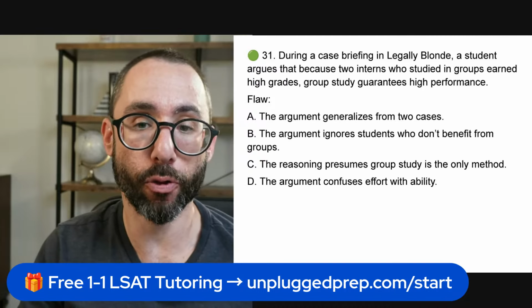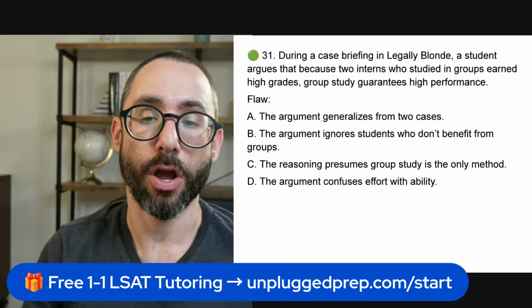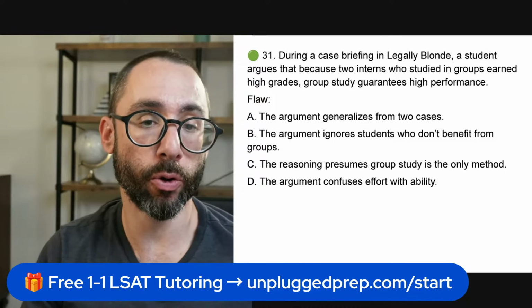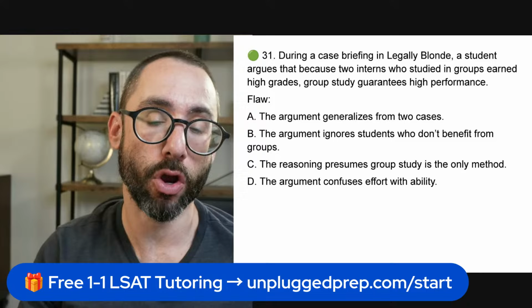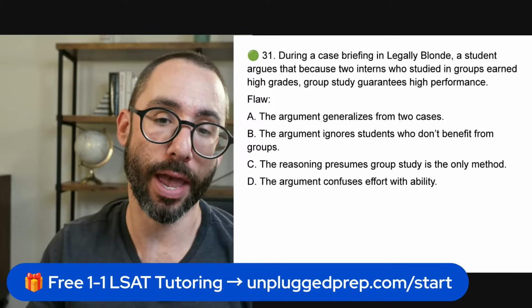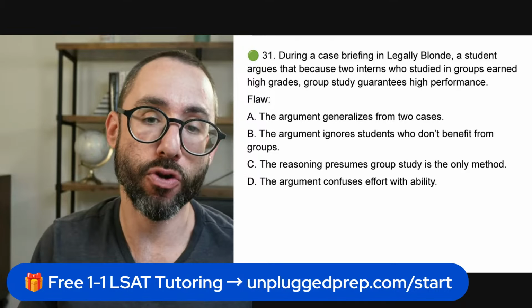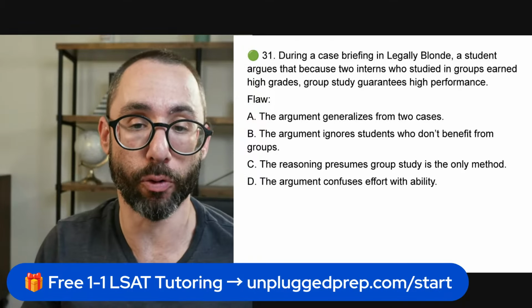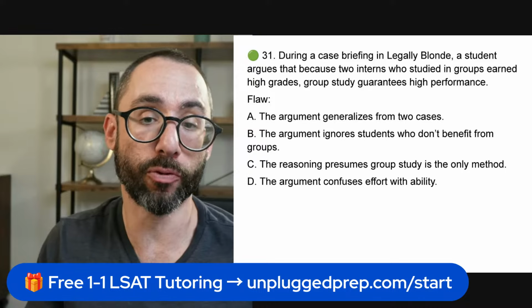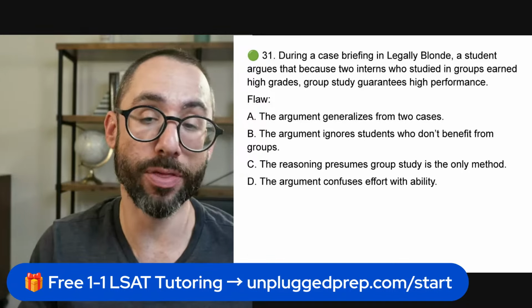On to 31. During a case briefing in Legally Blonde, a student argues that because two interns who studied in groups earned high grades, group study guarantees high performance. What is the flaw? A, the argument generalizes from two cases. B, the argument ignores students who don't benefit from groups. C, the reasoning presumes group study is the only method. Or D, the argument confuses effort with ability.